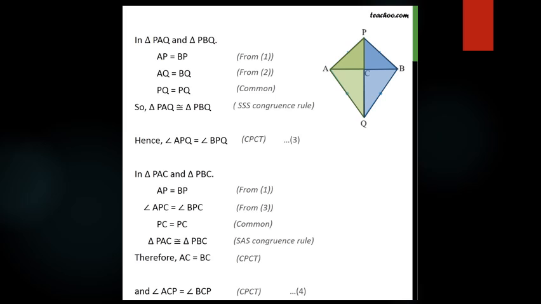Now select again two triangles, PAC and PBC. Now selection of triangle depends on what we wish to prove. Very soon you will see why we have selected these particular triangles only. In PAC and PBC, we have AP equals BP, angle APC is equal to angle BPC, again from the third equation, and PC equals PC because it is common. It shows that triangle PAC is congruent to triangle PBC by SAS criteria, which we have done in the first video.